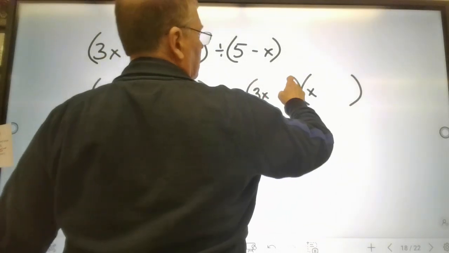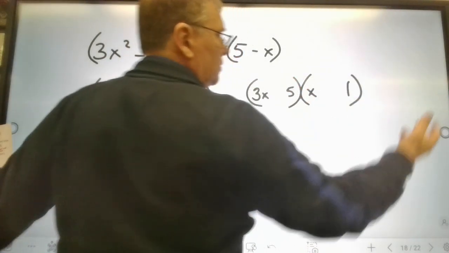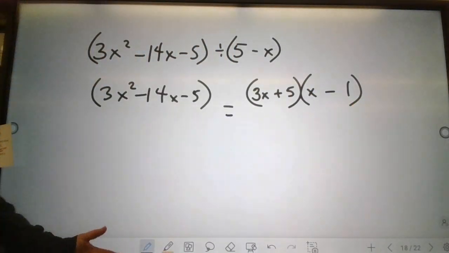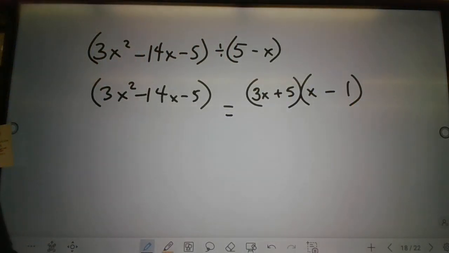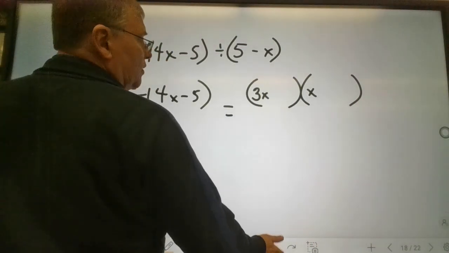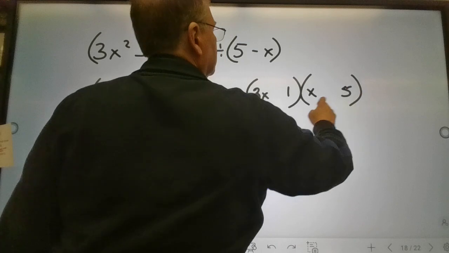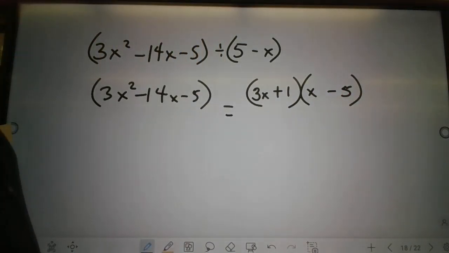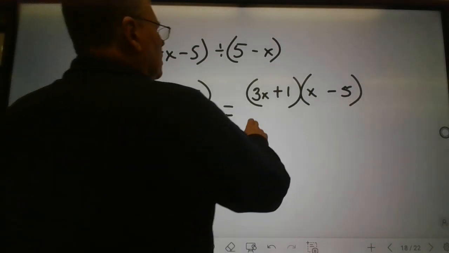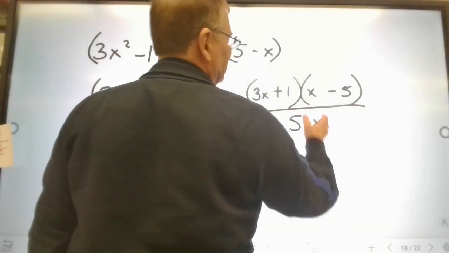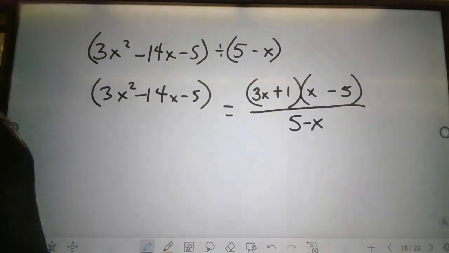So if I put the 5 here and the 1 here, could I do it? What if I put a plus here and a minus there? Does that give me the minus 14x in the middle? No, it does not. All right. What if I put the 1 here and the 5 here? And again, plus minus. Does that give me a minus 14x in the middle? Yeah, it does. Awesome. Okay, but right now I have a 5 minus x, not an x minus 5.